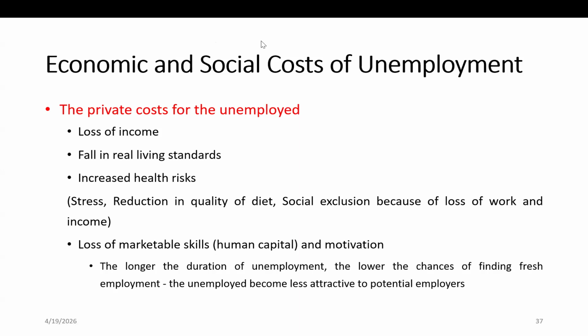Okay, I hope you have read this. The first one is the private cost of unemployment. That means the individual cost for a person of unemployment. That means the loss of income. So that is the main thing that happens, right? When a person doesn't have a job, they are losing their income.